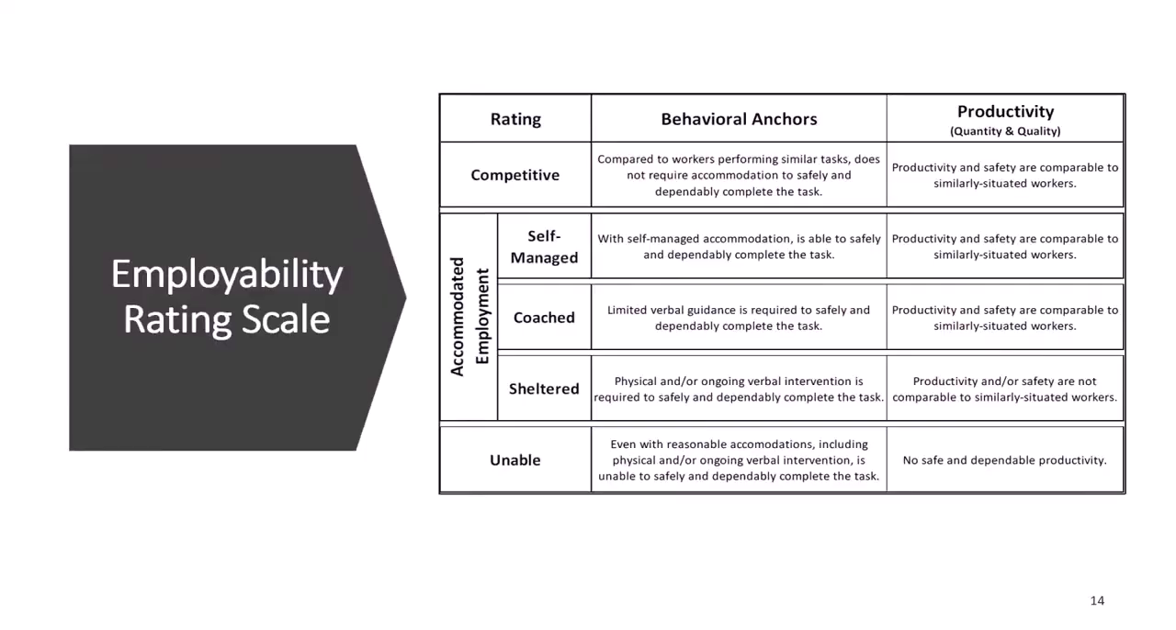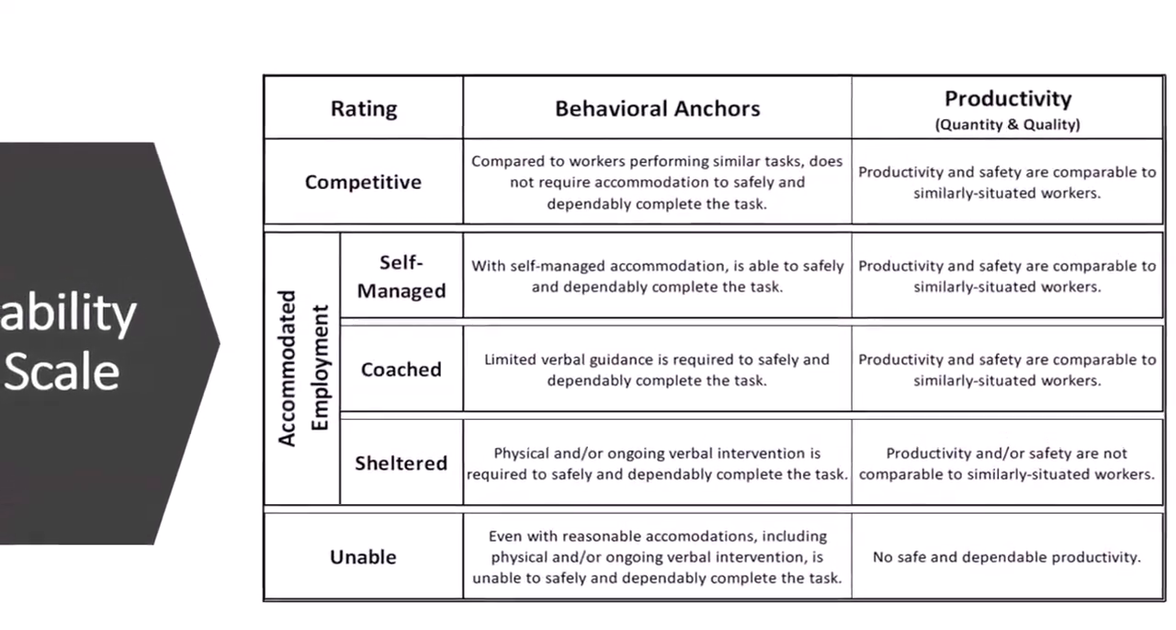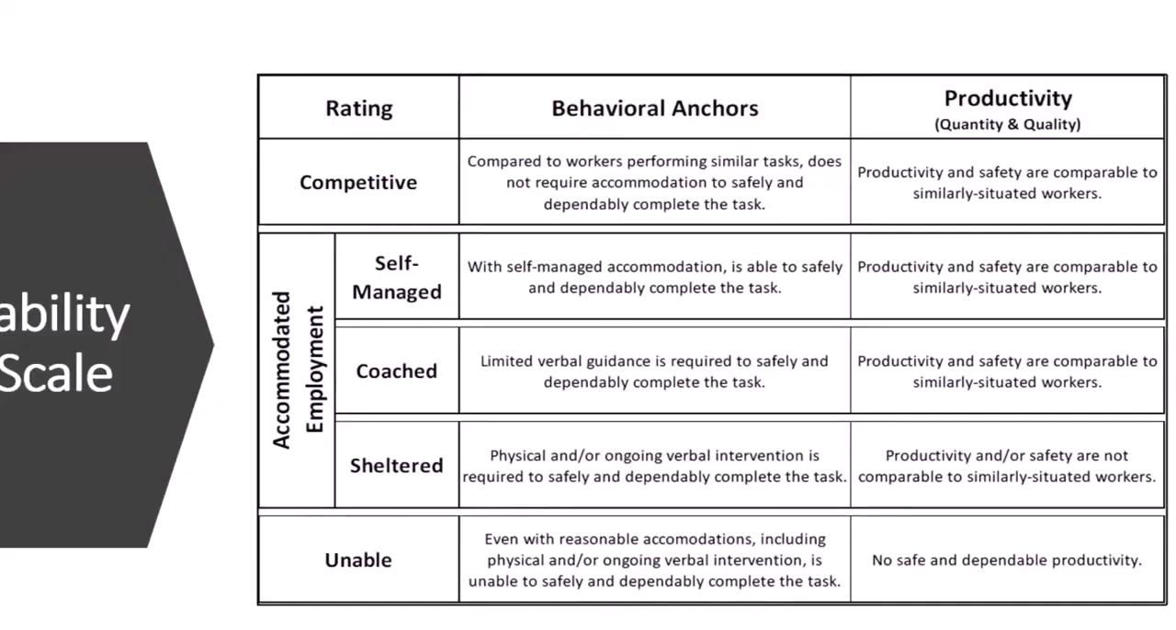It's a 5-level scale: competitive, self-managed, coached, sheltered, and unable, that guides evaluators in monitoring client performance and determining the minimum workplace accommodations necessary to maintain safety and productivity. The evaluator, acting as an employer's representative, prioritizes safety first, then productivity, as safety concerns can lead to job loss. The ERS helps interpret observations in the context of disability rights laws, guiding stakeholders on potential accommodation needs.